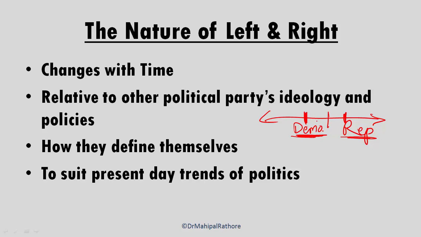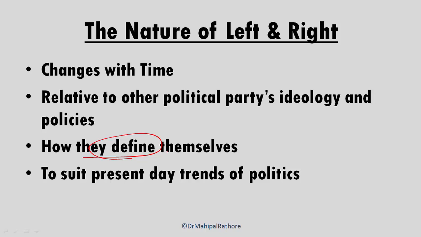And if you see, the Democratic Party should be somewhere here based on their economic policies, just right of the center. But since Republicans are right, they have captured this space for themselves. So the Democratic Party cannot be called right-wing. They will be left-wing. Got it? So that is why it depends on the opposition party's ideology also sometimes. How do these political parties define themselves? That will also change the nature of left and right.